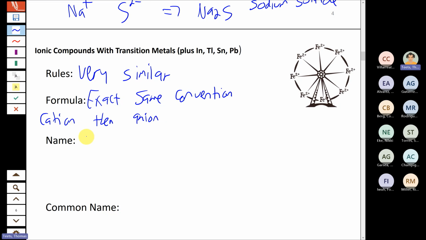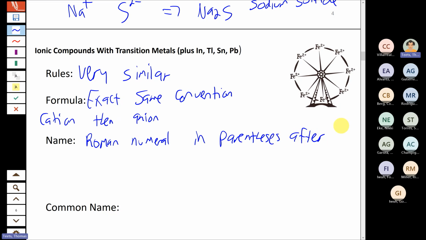All right. So in this case, what we use is a Roman numeral in parentheses to indicate the charge on the metal. Because in this case, the charge on the metal could be a few different things, more than one different thing. So we have to indicate that in the name. We put a Roman numeral in parentheses after the metal name to denote its charge.